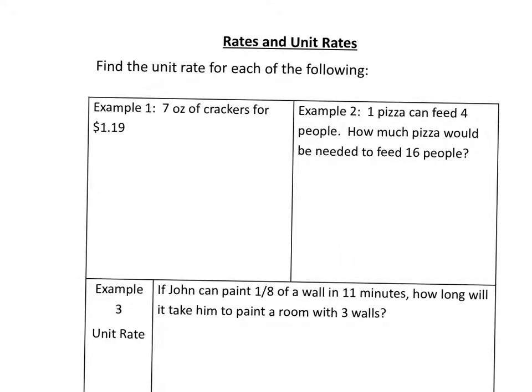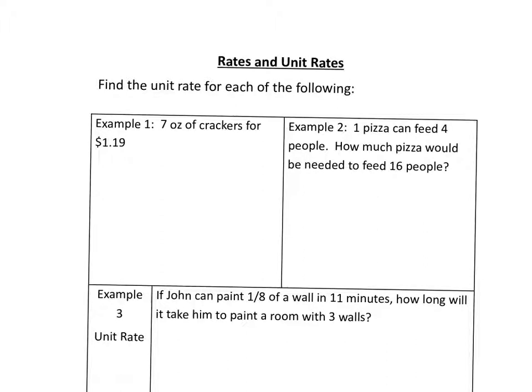Question number 1, straightforward, says find the unit rate. Well, we are given that 7 ounces of crackers cost $1.19. So we know that money always comes first. And then the other unit in this problem is ounces. So we know that for $1.19, we can get 7 ounces. Notice that when I wrote my ratio, or my rate, I put the units with it.